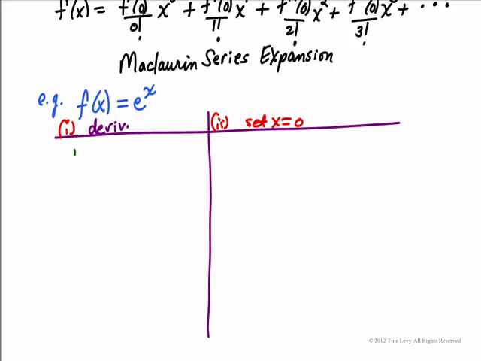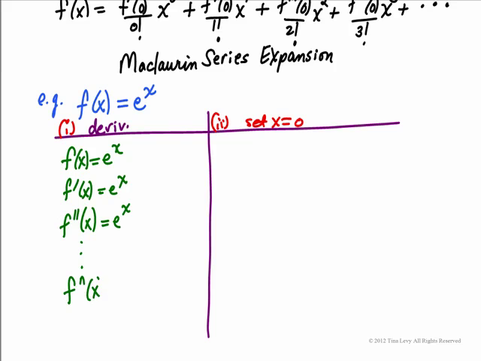I like to do the derivative, and I take quite a few. So I go f of x is e to the x. Then, of course, the derivative is still e to the x. The second derivative is e to the x. And in general, the nth derivative is e to the x. That's our first step. Our next step is, after we have the derivatives, in this case it was easy. In some cases you have to do 3, 4, or 5 of them to get a pattern. But now we're going to set x equal to 0.